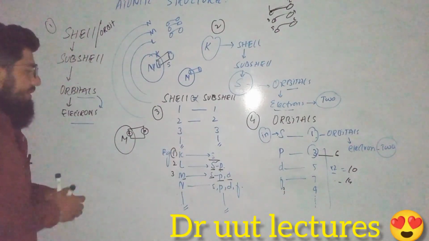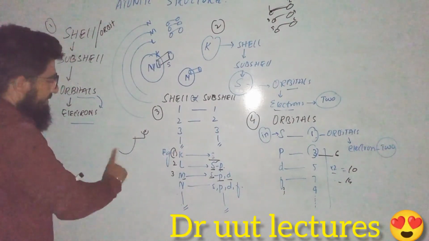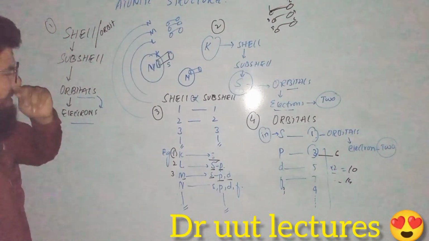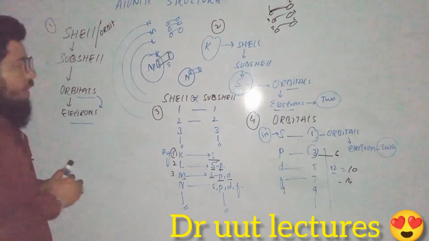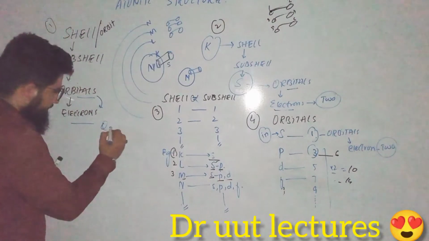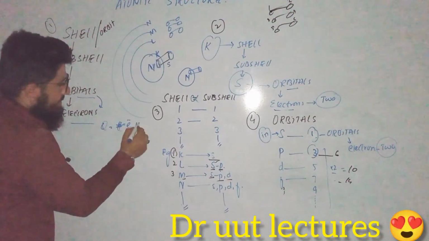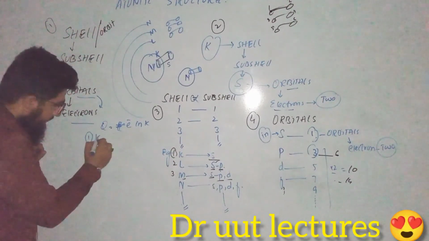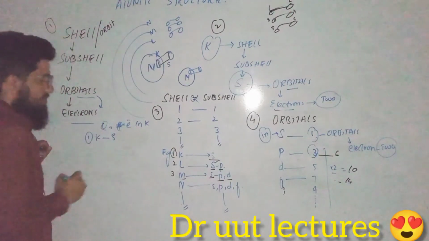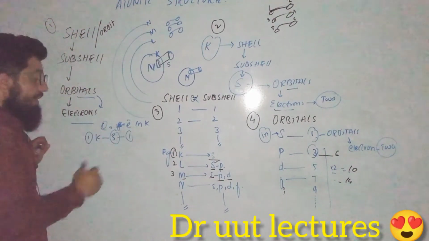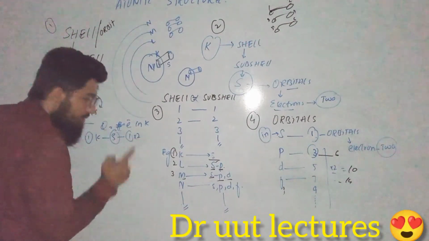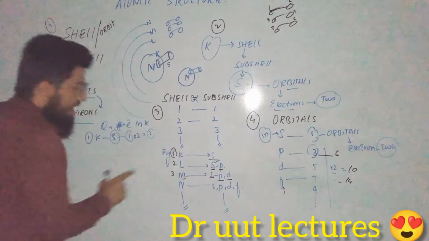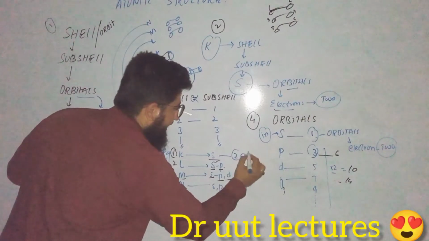Now let's have another point that is going to help us further understand the concept of electrons and orbitals. The question is: how many electrons are there in the K shell? K is the very first shell. In the first shell we have 1 subshell, in this subshell we have 1 orbital, and in the 1 orbital, multiplied by 2, we have 2 electrons. So in the K shell we have 2 electrons.